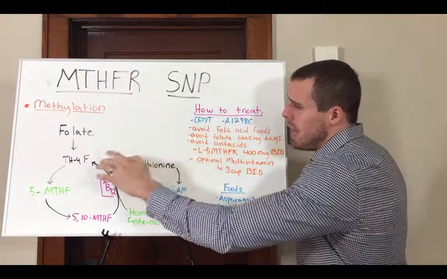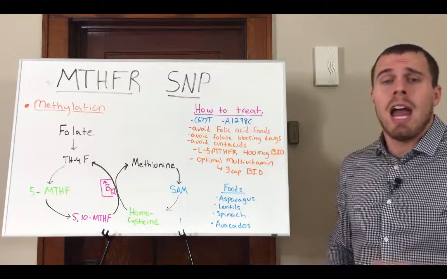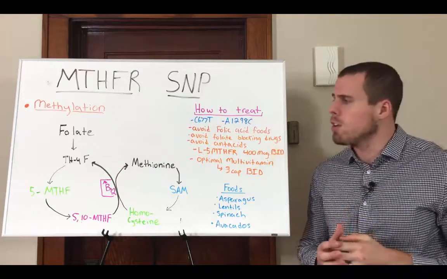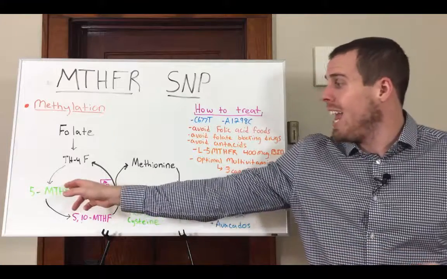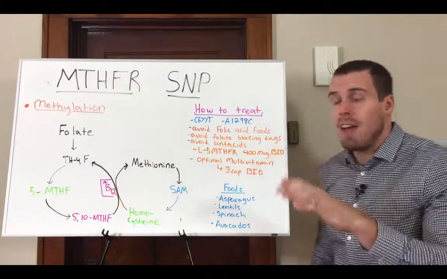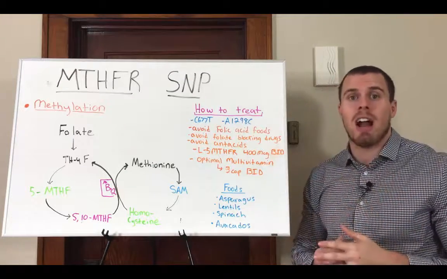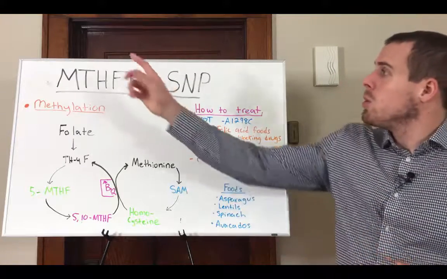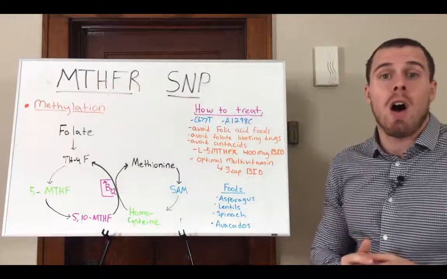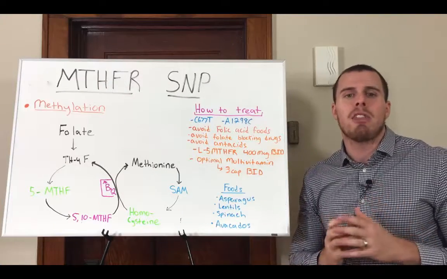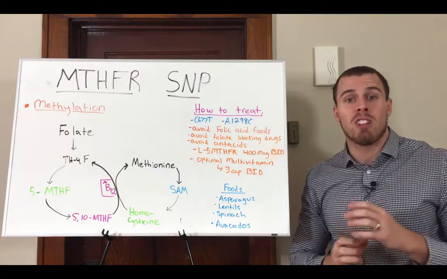So we got the folate in the liver. Now that liver is going to convert it to the 5-MTHF, which is 5-methyltetrahydrofolate. So we have that tetrahydrofolate. Now we're going to use our MTHFR, which stands for methylenetetrahydrofolate reductase.